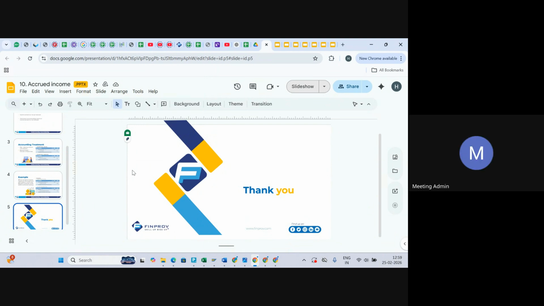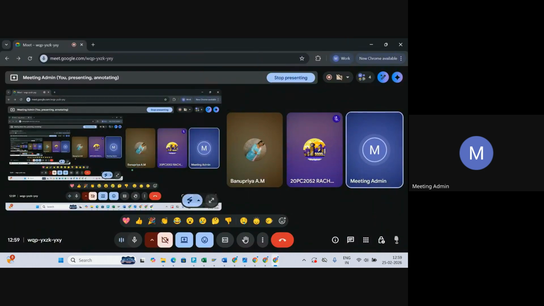Okay, fine. So as I said, the homework you have to do is the journal entries, ledger and trial balance. These are the three things you guys have to do. Tomorrow you are going to submit. Is that clear?